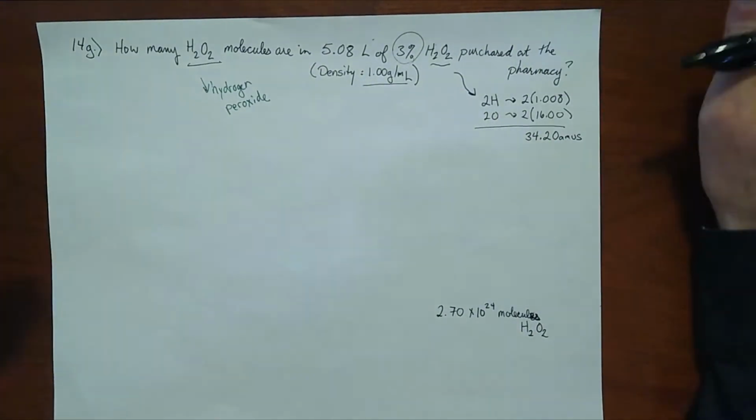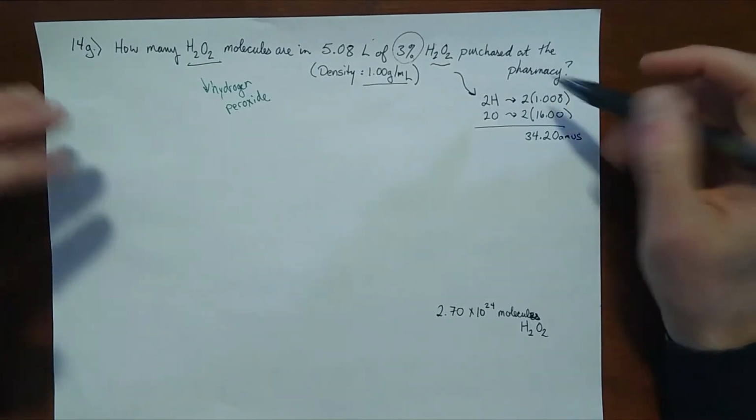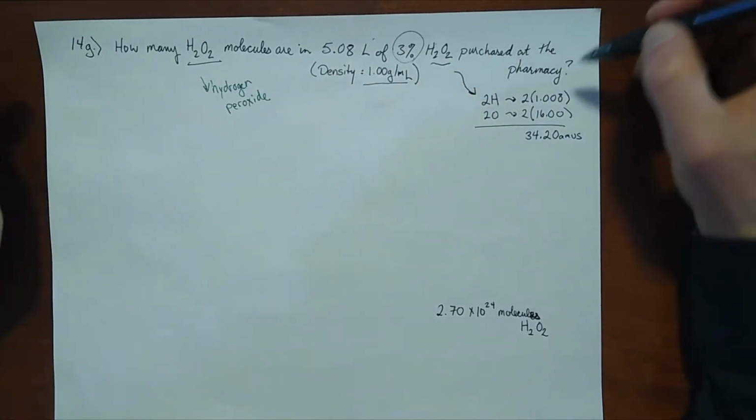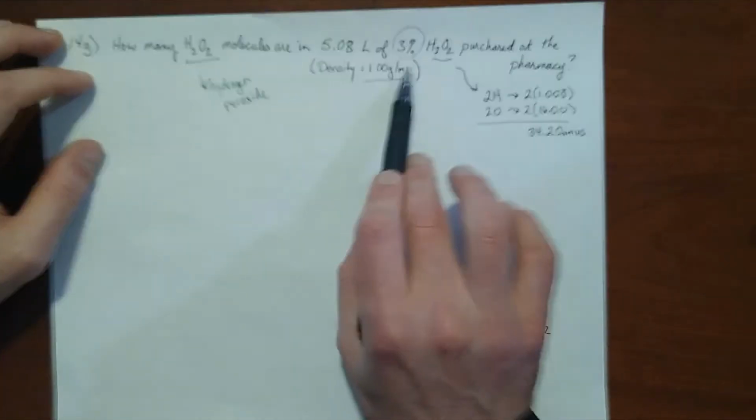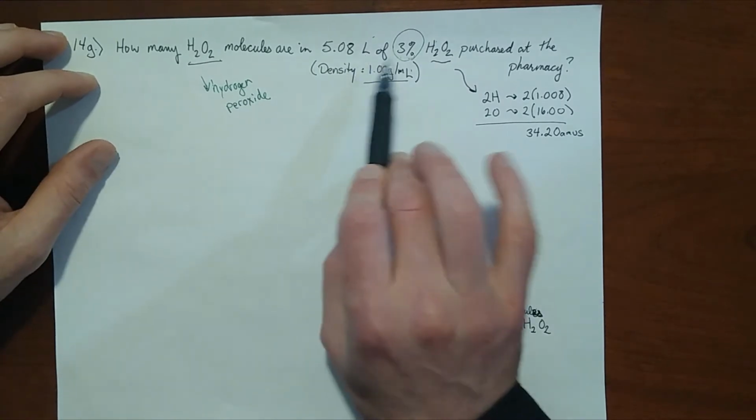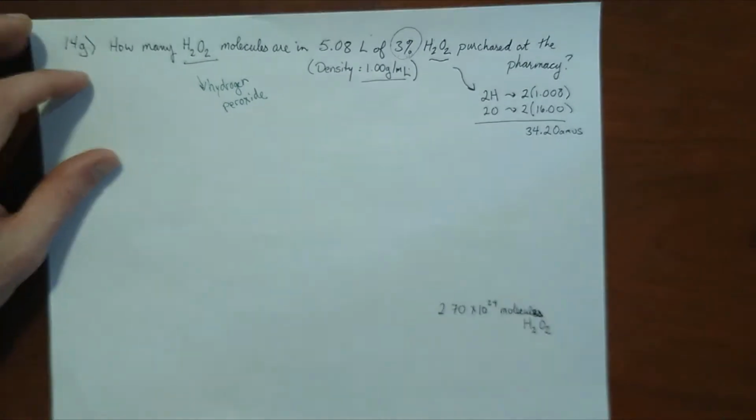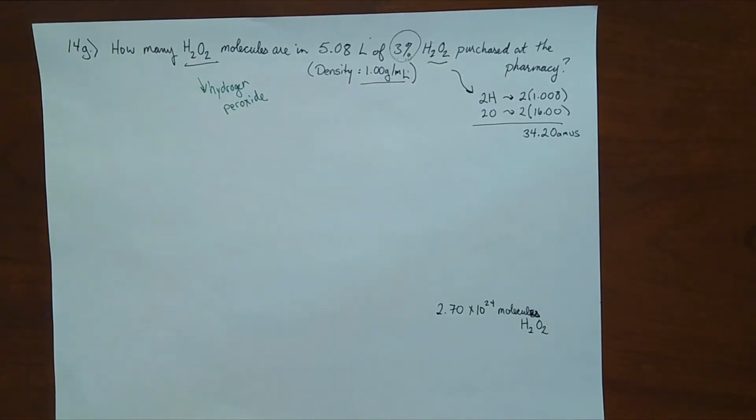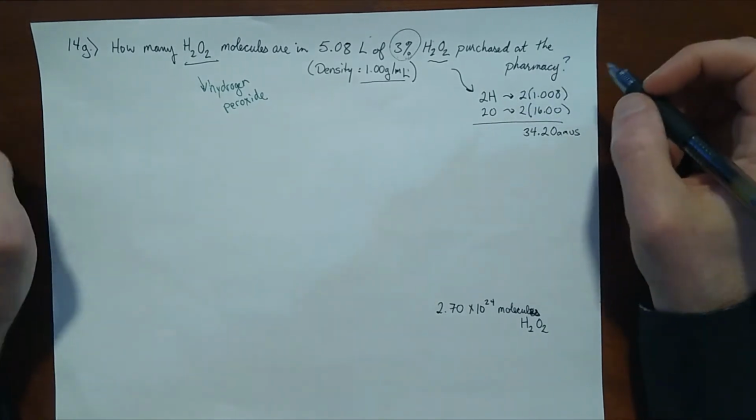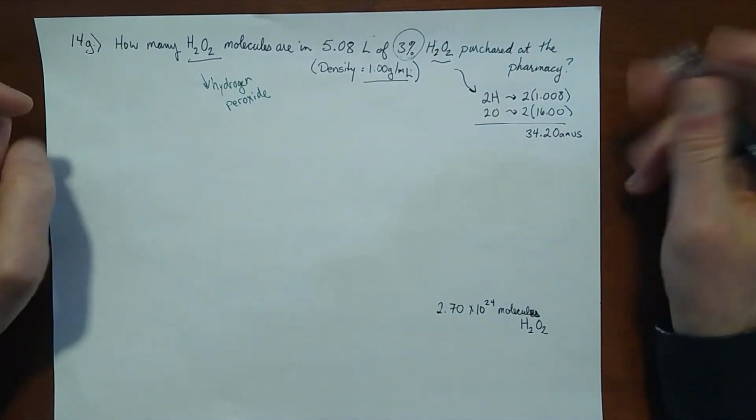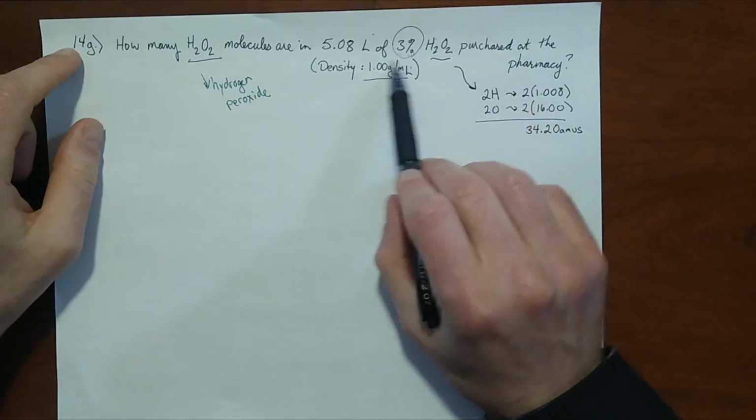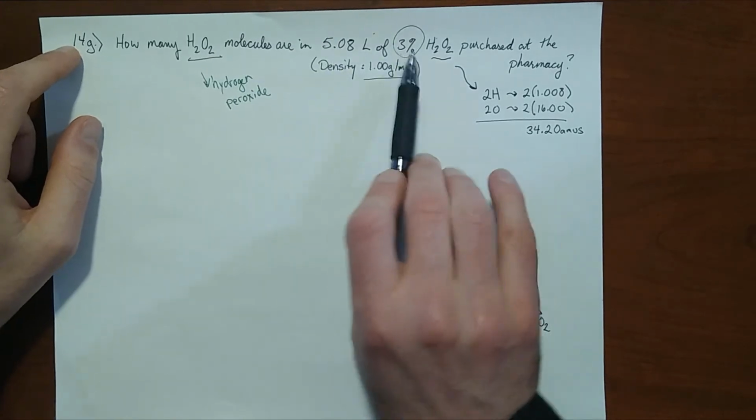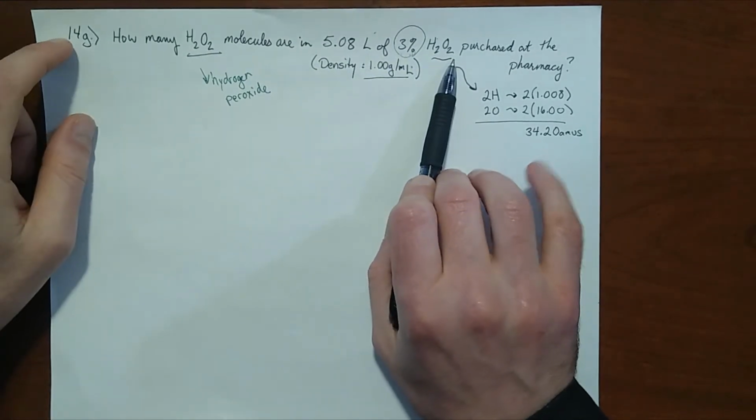Okay, the fact that it's purchased at the pharmacy is completely irrelevant to the problem. It doesn't matter where you got it. You could have stolen it from your neighbor or found it on the street corner. It doesn't matter. The important thing for the math here is that we have 5.08 liters of it. It's hydrogen peroxide, and it's 3% hydrogen peroxide. What 3% means is that this hydrogen peroxide is not pure. It's been diluted, mixed with water. So 97% of that 5.08 liters is just water, and only 3% of it is hydrogen peroxide.